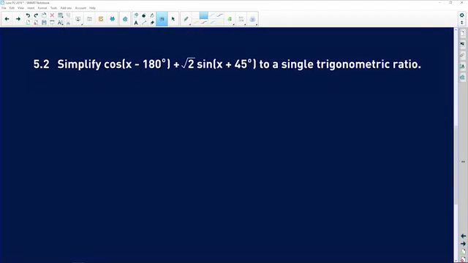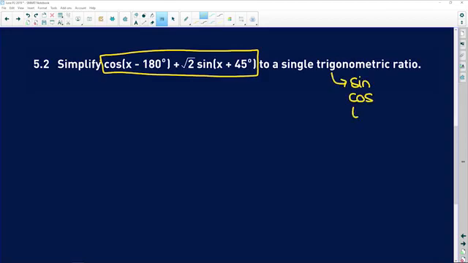5.2 says simplify this whole nasty expression into one single trigonometric ratio. Okay, so either in terms of sine, cosine, or tan. You can only have one of them in your answer. Okay, so let's take a look.